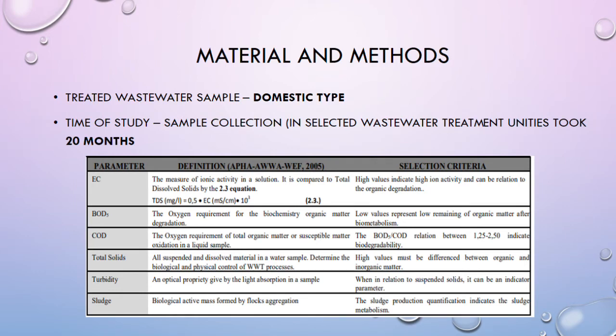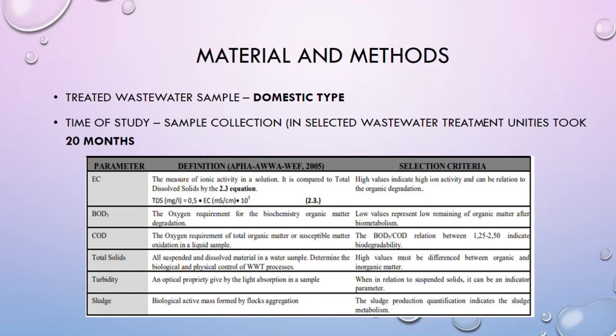For biological oxygen demand, the selection criterion is a low value, which represents a low remaining amount of organic matter after biometabolism. The chemical oxygen demand is the BOD-COD relation between 1.25 and 2.50, which indicates biodegradability.